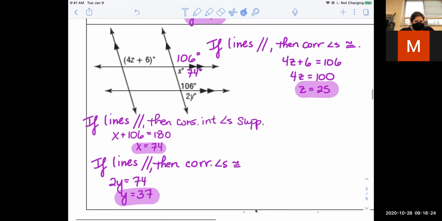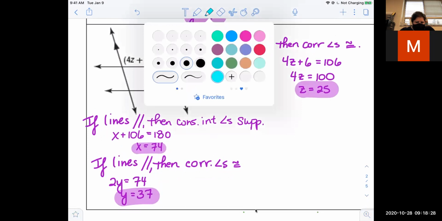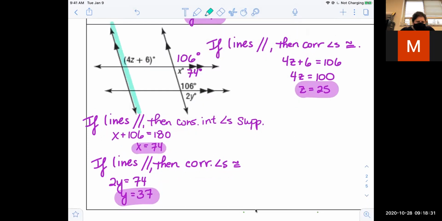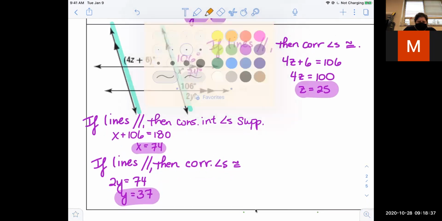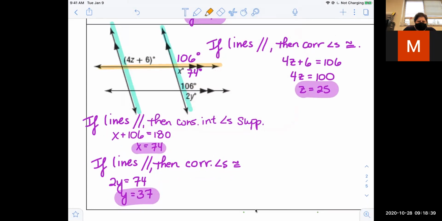Okay, so I started with, let's see, these are the lines. You know that these two lines are parallel. And then you also know that these two lines are parallel. So that means you'll be able to either way use all those relationships of congruent and supplementary. Right? So if lines are parallel, then corresponding angles are congruent. So that means this 106 can also give you 106 up there.